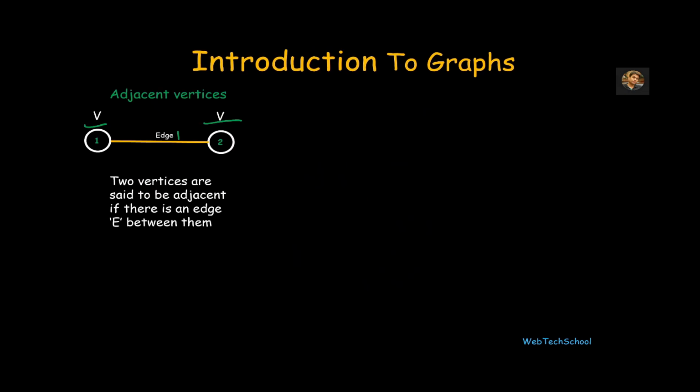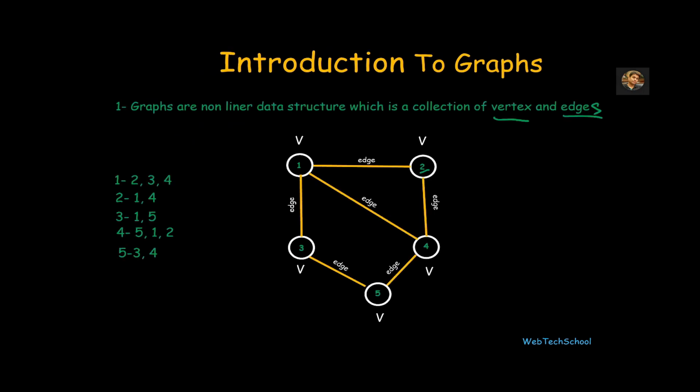Now if we look back at our previous example, between vertex 1 and 2 we have edge 1, and similarly between vertex 1 and 4 we have edge 2, and between vertex 1 and 3 we have edge 3. So we can say 1, 2, 3, 4 are adjacent vertices. Similarly, for vertex 5 we have edges, let's say 4 and 5, between vertex 3 and vertex 4. So we can say 5, 3, 4 are adjacent vertices.